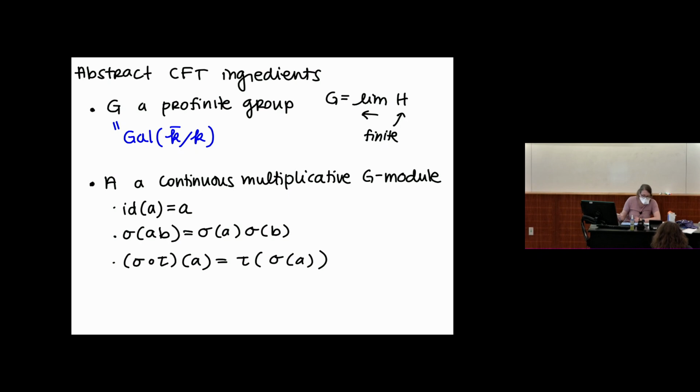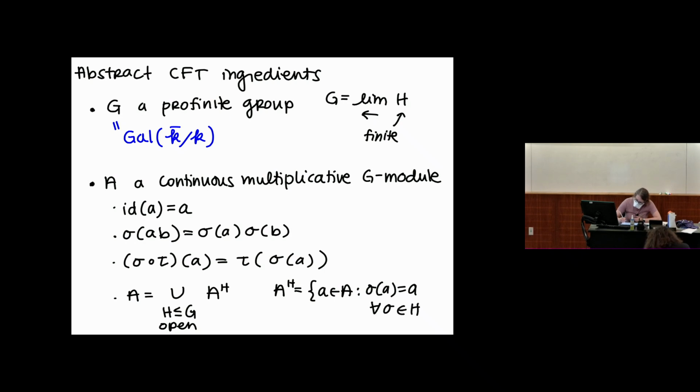And then finally, you want this set A to be given by the union, over all the open subgroups H of G, of A^H, where A^H is the set of elements a in A such that sigma(a) = a for all sigma in H.